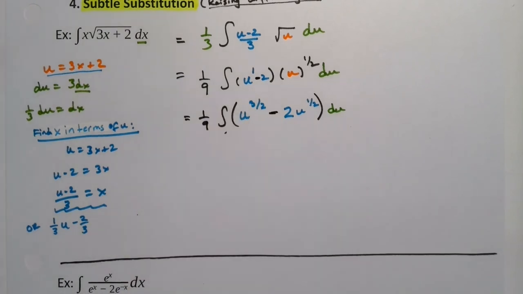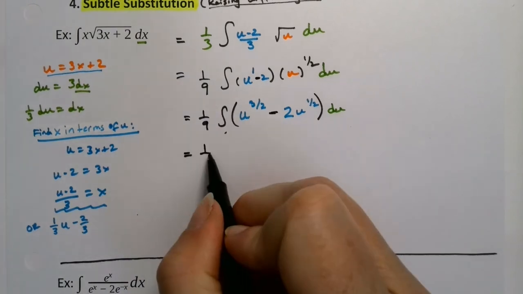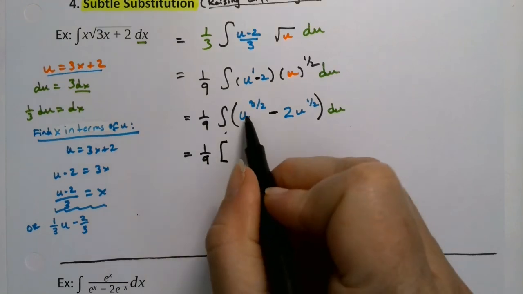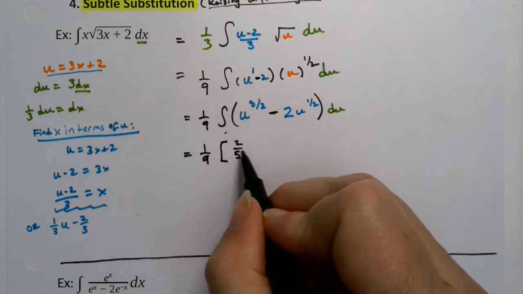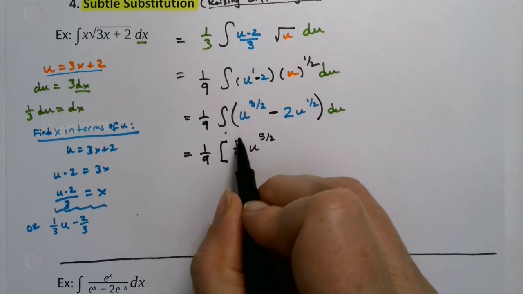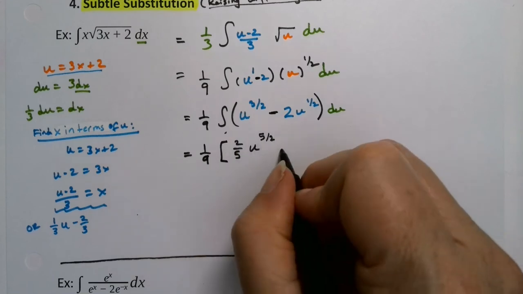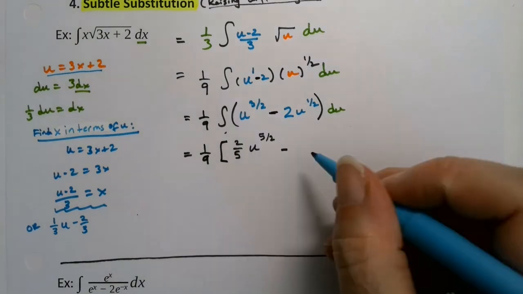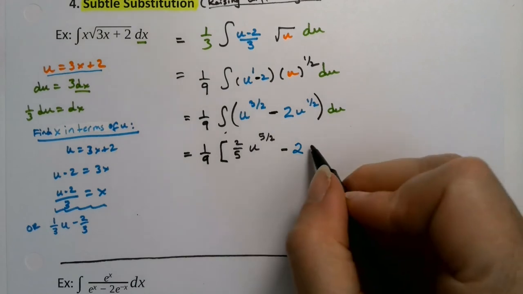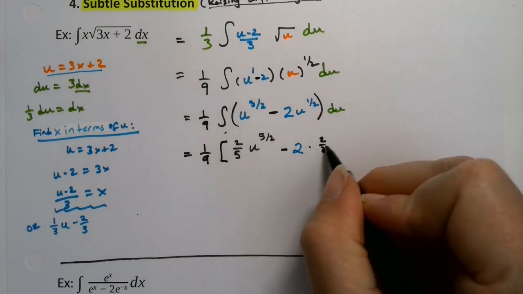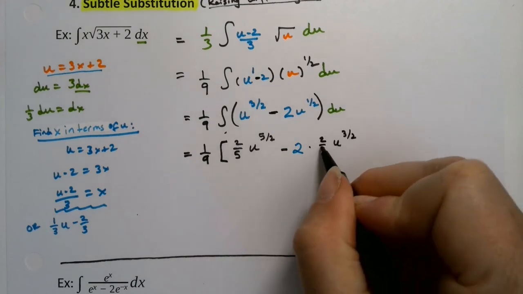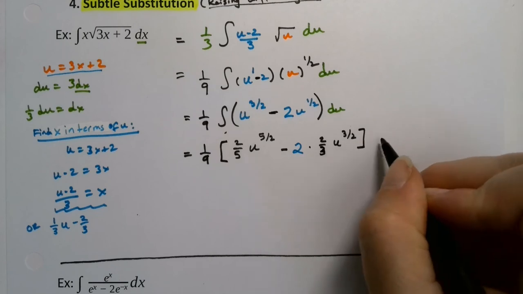Okay, so then this is 1/9 out in front. And then you raise the power and multiply by the reciprocal of the power. So it's 2/5 u to the 5/2 minus, there's a 2 already there. And then I'd multiply it by 2/3 u to the 3/2 plus c.